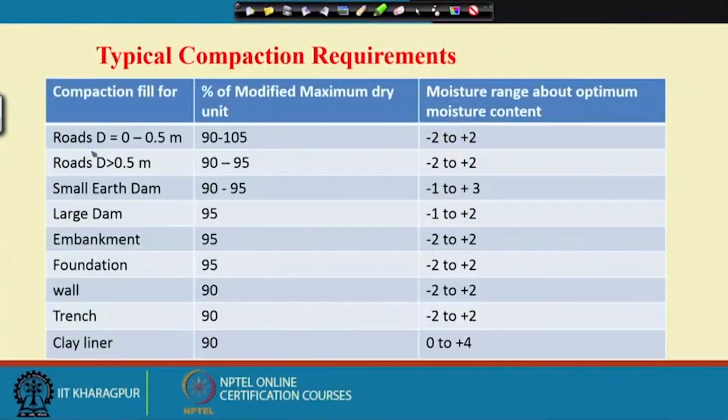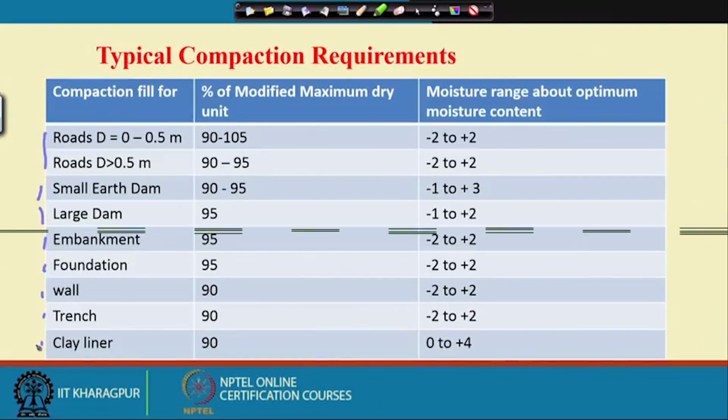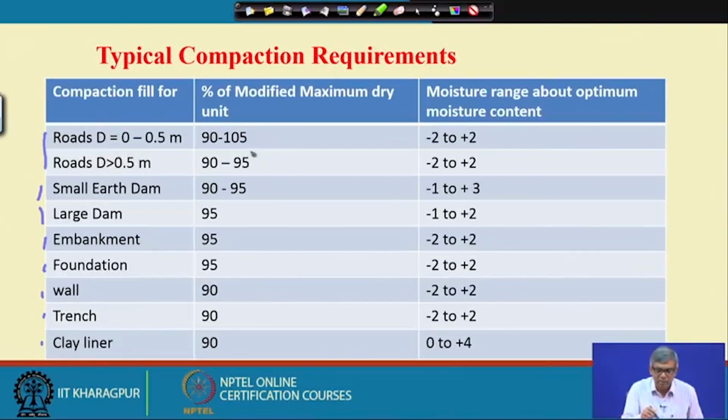You can see here it shows different types of work: road with 0 to 5 meter, road with greater than 5 meter, small earth dam, large dam, embankment, foundation, wall, trench, clay liner. These are different types of work where we do this type of compaction, that is shallow compaction or densification by roller and other equipment. And there it gives the percent of modified maximum dry density, that is 90 to 105.